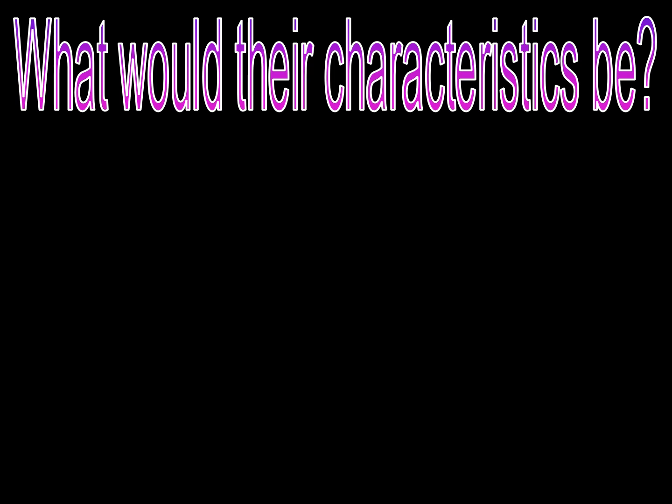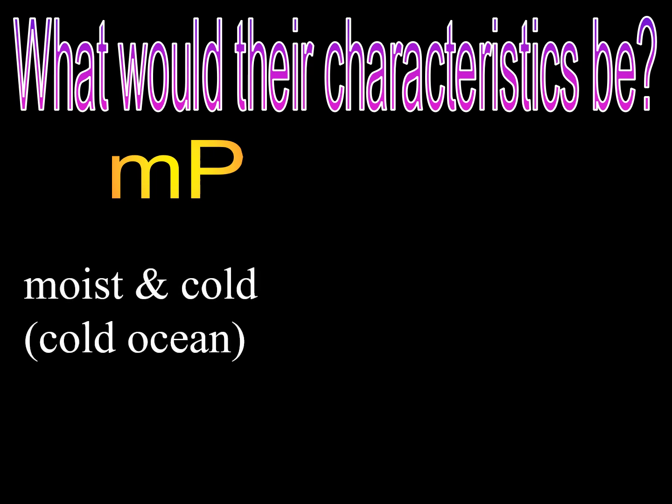So when we look at a couple, let's look at an MP. Well, we know that M means maritime. Maritime means it's going to be wet. P means polar, so it's going to be cold. So this is going to be a wet, cold air mass.